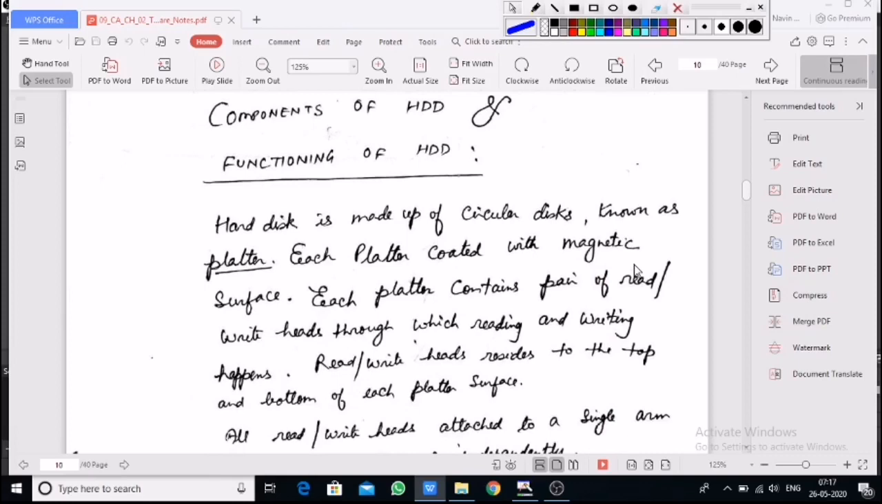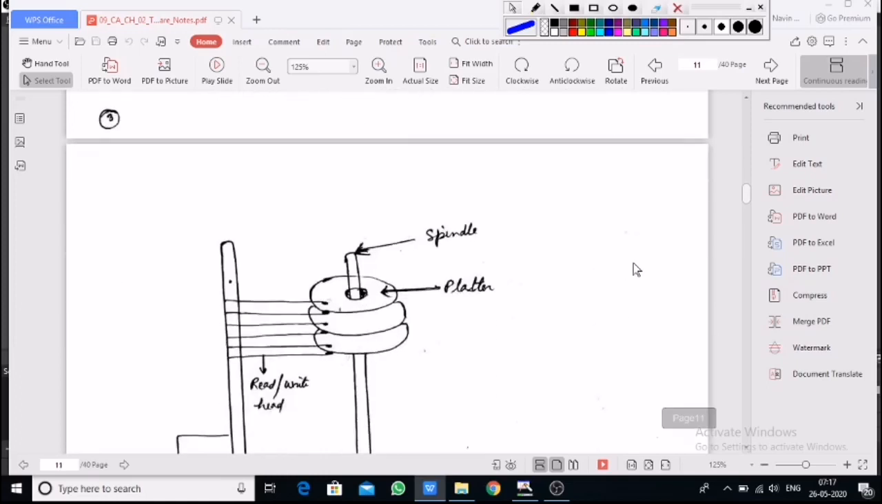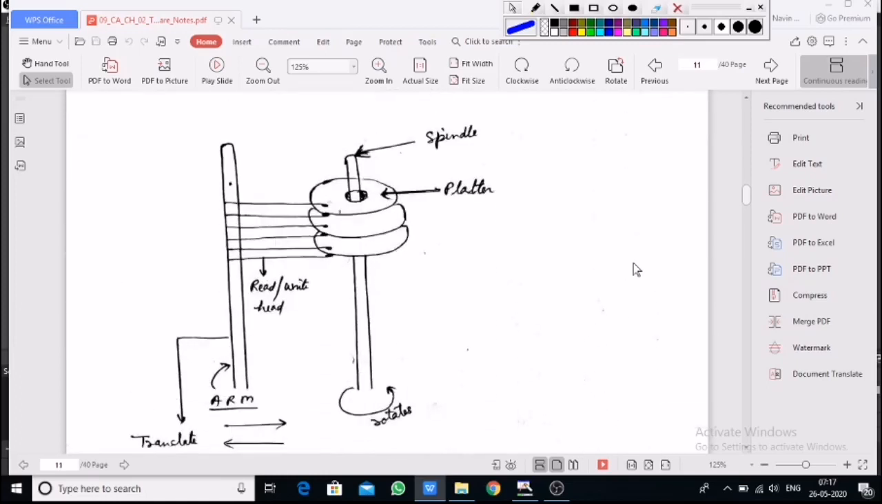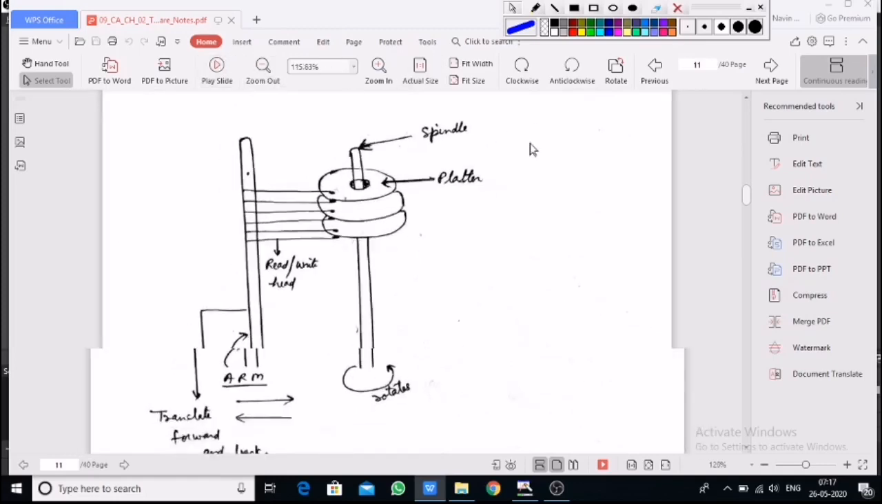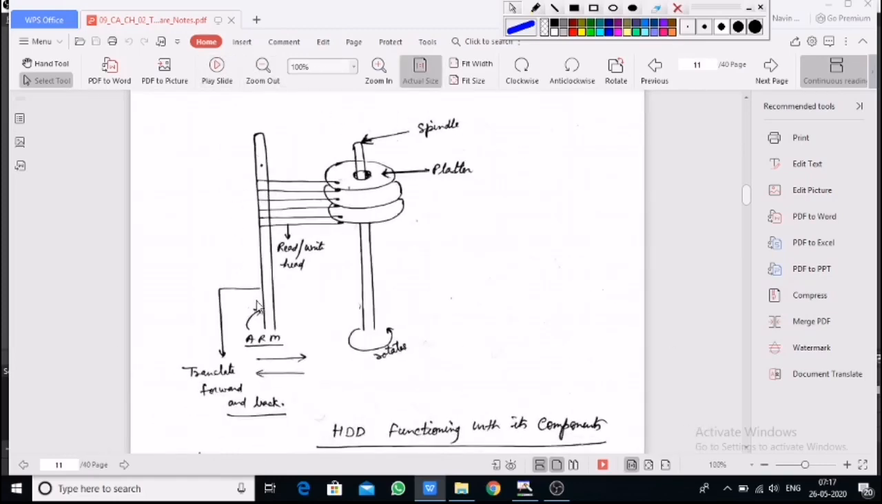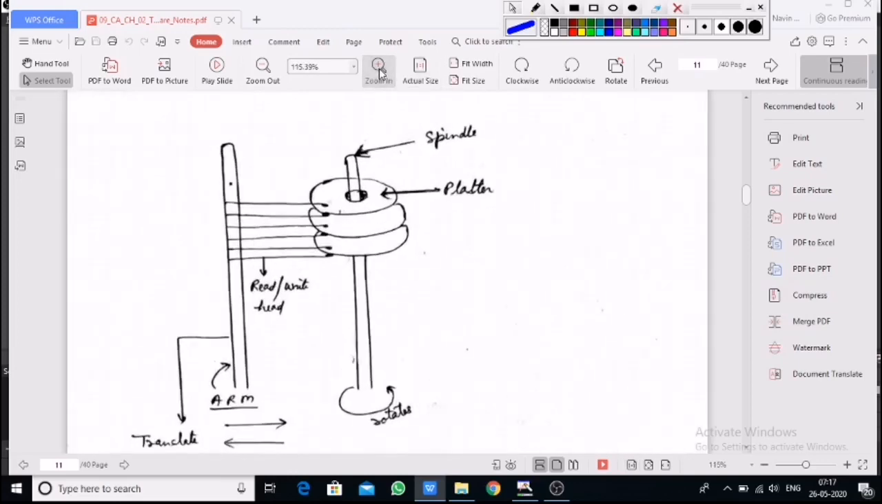Now, components of hard disk drive or functioning of hard disk drive. What are the different components of hard disk drive and how it functions? So for that, we need to see the figure of hard disk drive, right? So here is the complete hard disk drive.